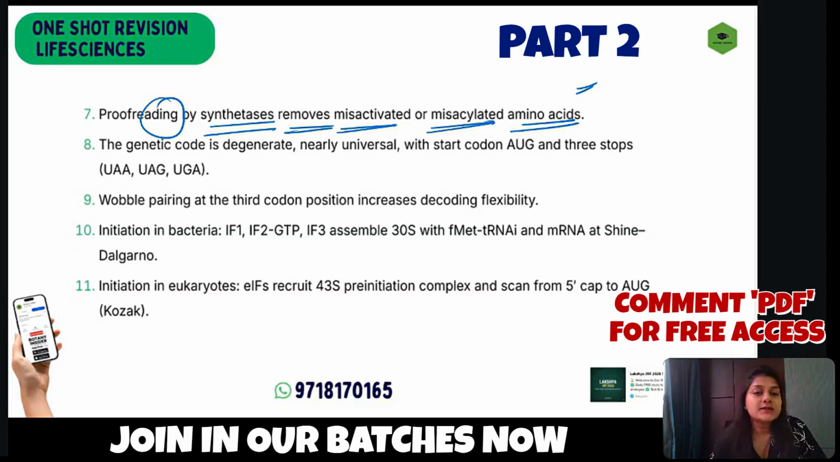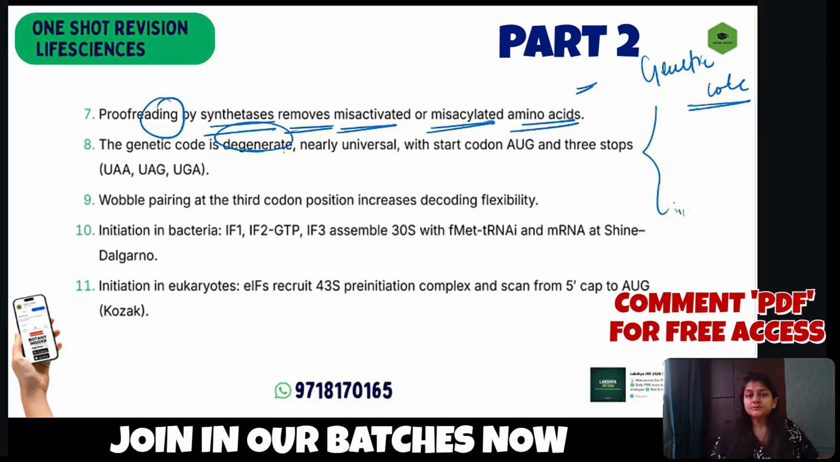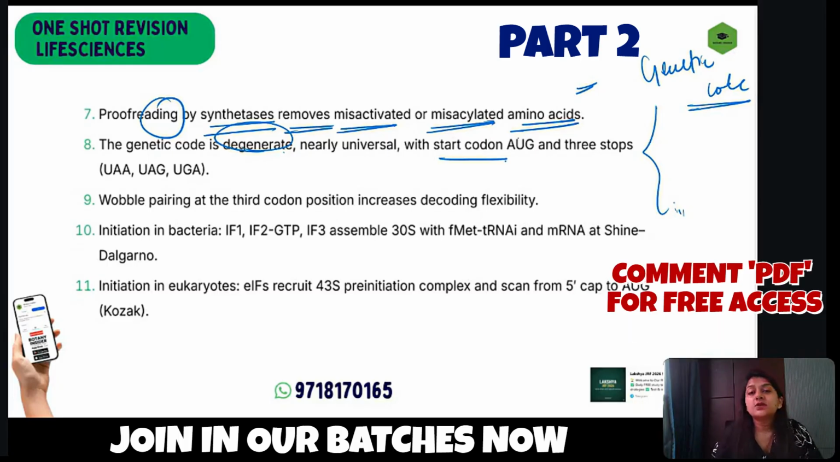The genetic code is degenerate. When we talk about the genetic code, it is degenerate and nearly universal. That is, in every organism that you see, the same codon will code for the same amino acid specifically, right? So you have start codons, and we have stop codons. Start codon is majorly AUG. The stop codons are 3 of them: UAA, UAG, and UGA.